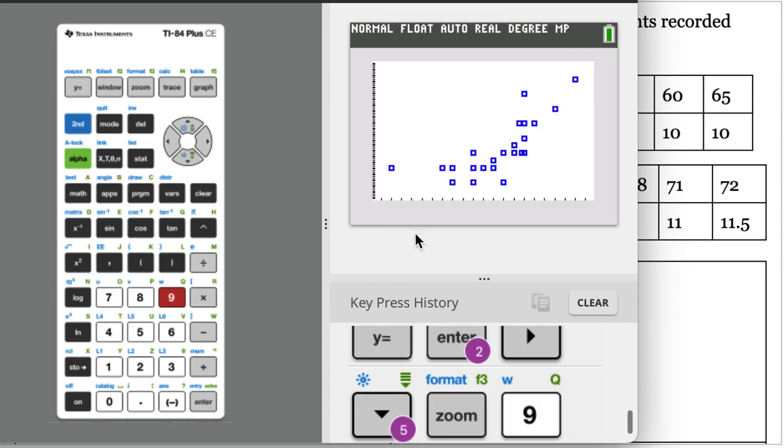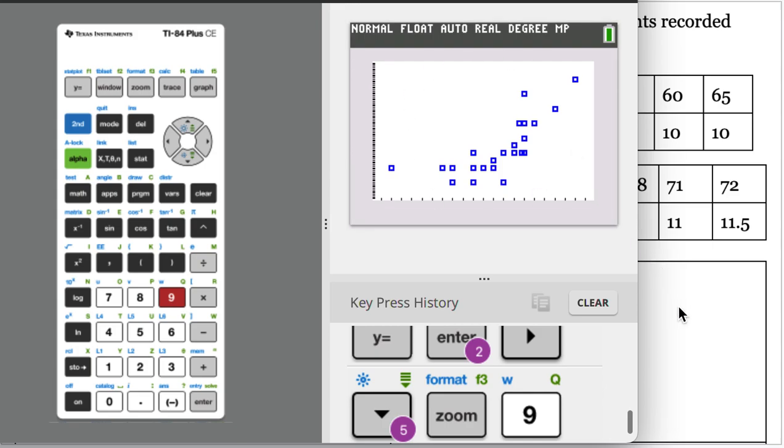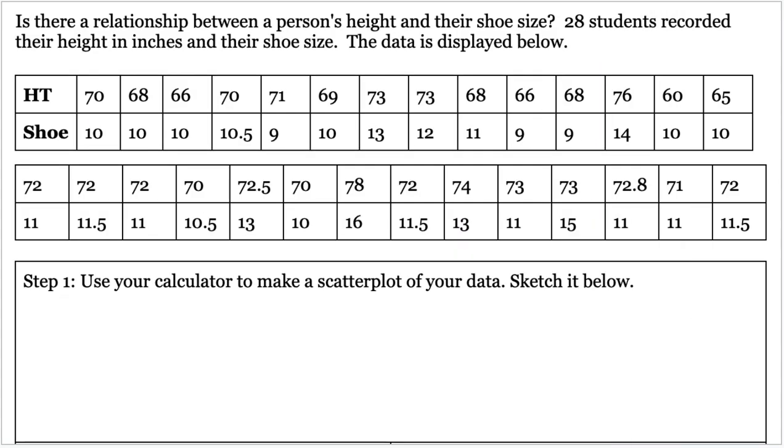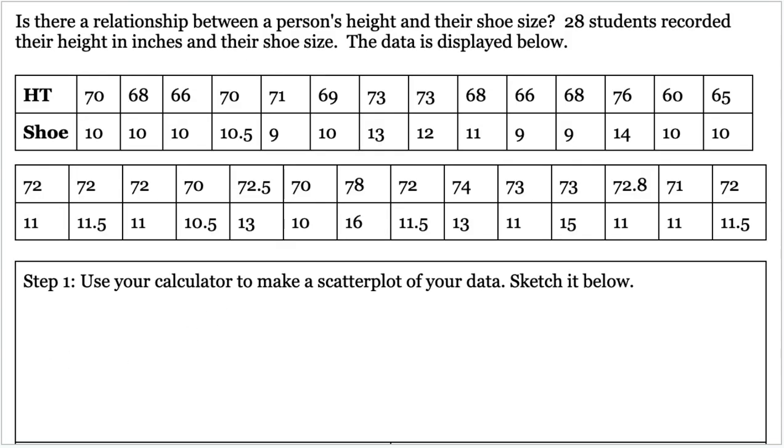So basically you're just graphing, for the most part, a coordinate, an x comma y. So a 70 comma 10, 68 comma 10, 66 comma 10. And we should end up with a graph that looks a bit like this. So I'm going to take a moment and set it up with you, and then I'll show you the final, what it'll look like.